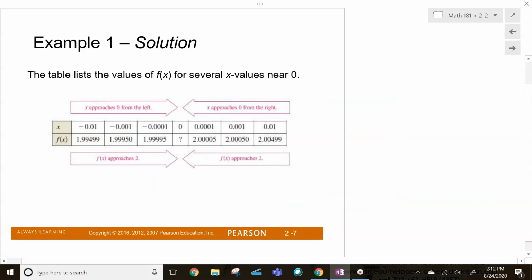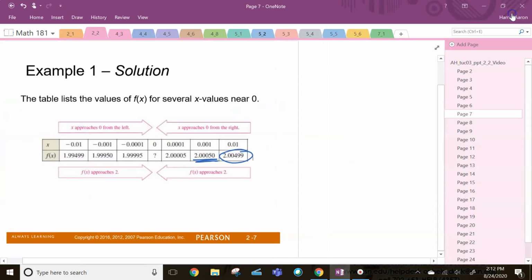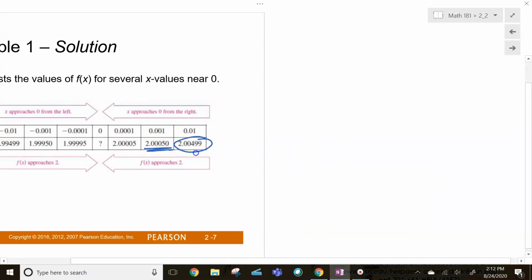If I was to plug in 0.01, I get 2.0049. If I plug in even closer, 0.001, I get 2.0005, and so on. And you notice I'm getting closer and closer. And closer.